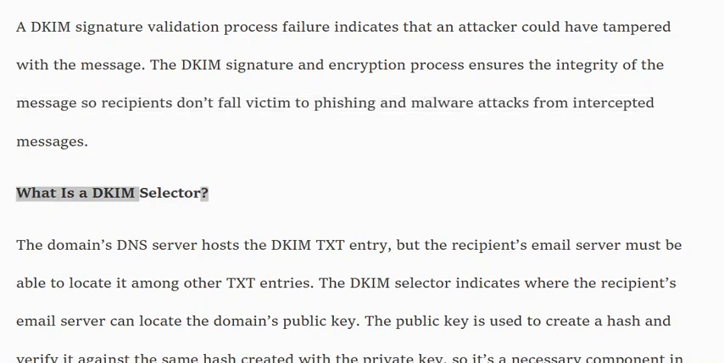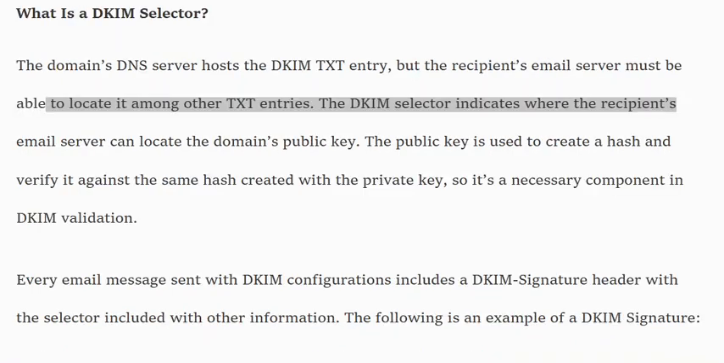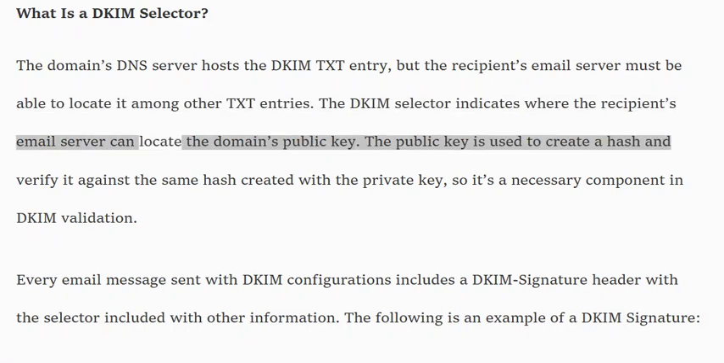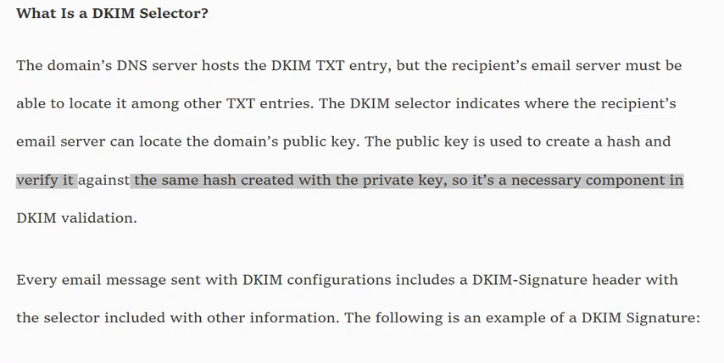What is a DKIM selector? The domain's DNS server hosts the DKIM TXT entry, but the recipient's email server must be able to locate it among other TXT entries. The DKIM selector indicates where the recipient's email server can locate the domain's public key. The public key is used to create a hash and verify it against the same hash created with the private key, so it's a necessary component in DKIM validation.